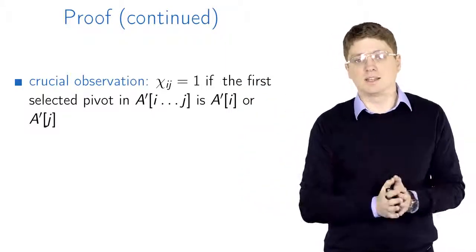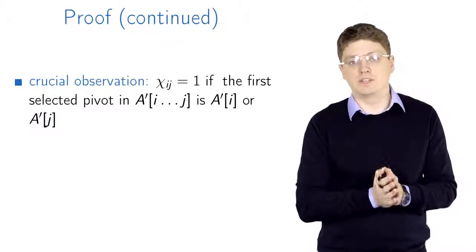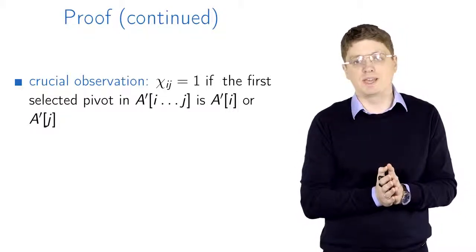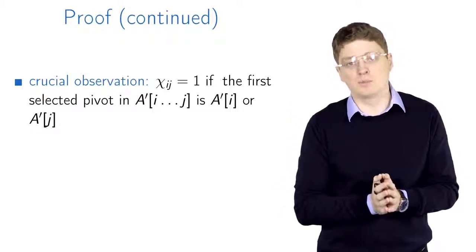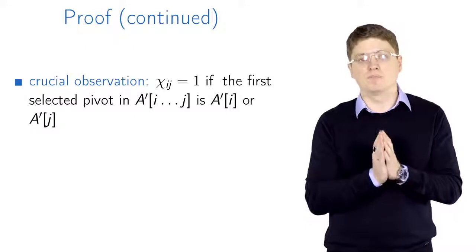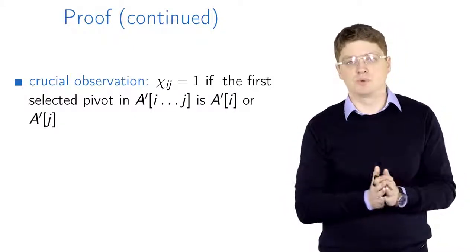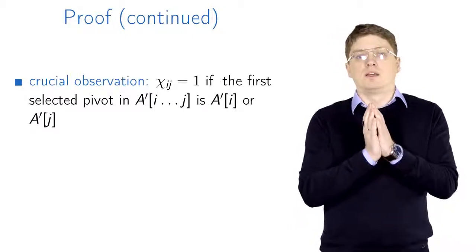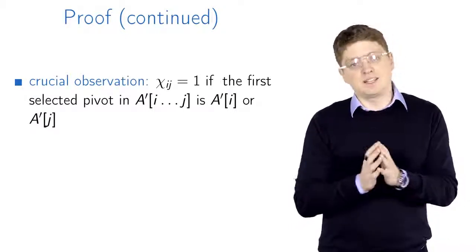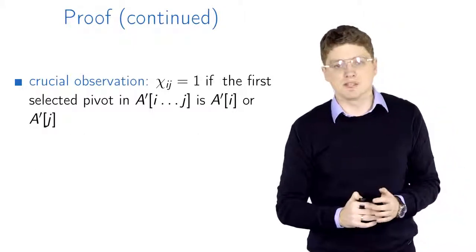If on the other hand, the first selected pivot from this subrange is either A prime of A or A prime of J, then these two elements are going to be compared, right? So this is the most important observation in this proof. Everything else is just calculation. So if this is clear, let's then estimate the probability that the corresponding two elements are compared.